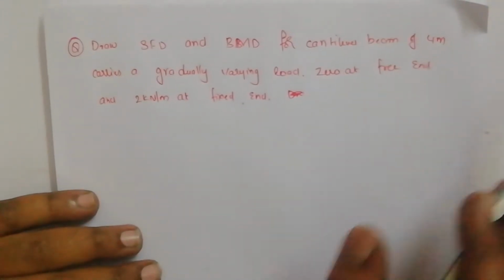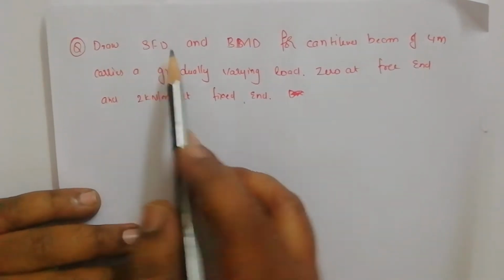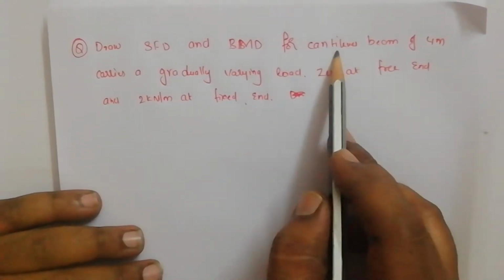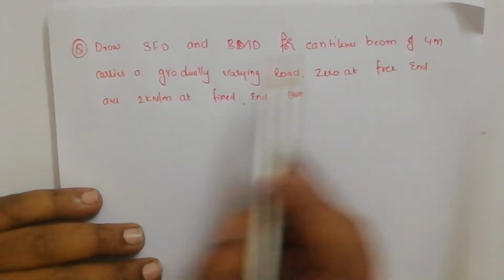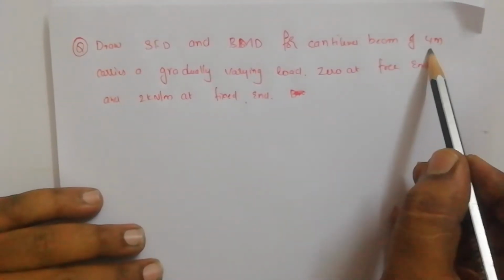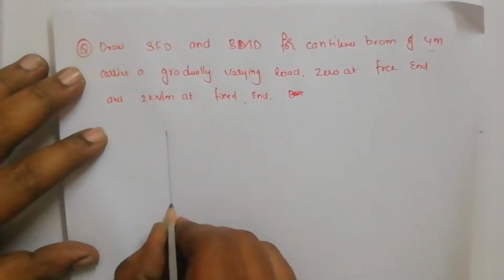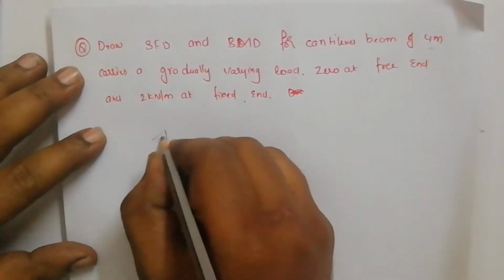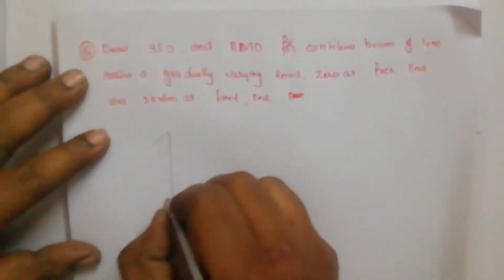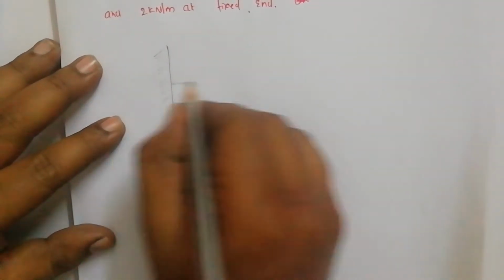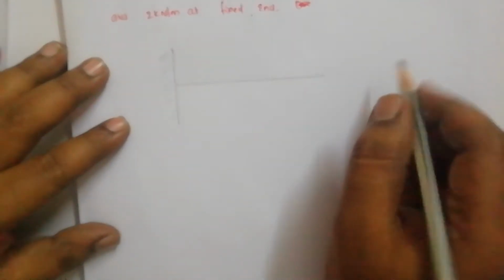Let us first understand the question clearly. Draw the shear force and bending moment diagram for a cantilever beam of 4 meter, meaning the span is given as 4 meter. Let us try to draw the diagram. Whenever they say cantilever, first we have to draw one side as fixed, and the other side we have to keep free.